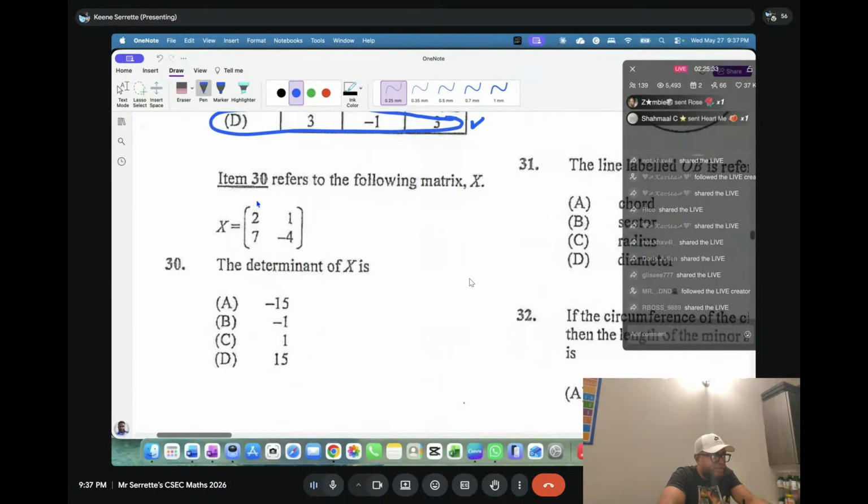Determinant: A multiplied by D, minus B multiplied by C. Right? So that'll be what? Negative 8 minus 7, which will be what? Negative 15.